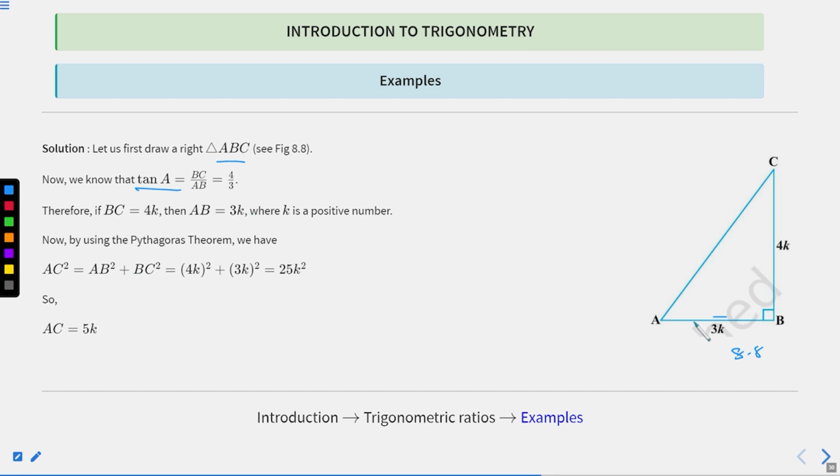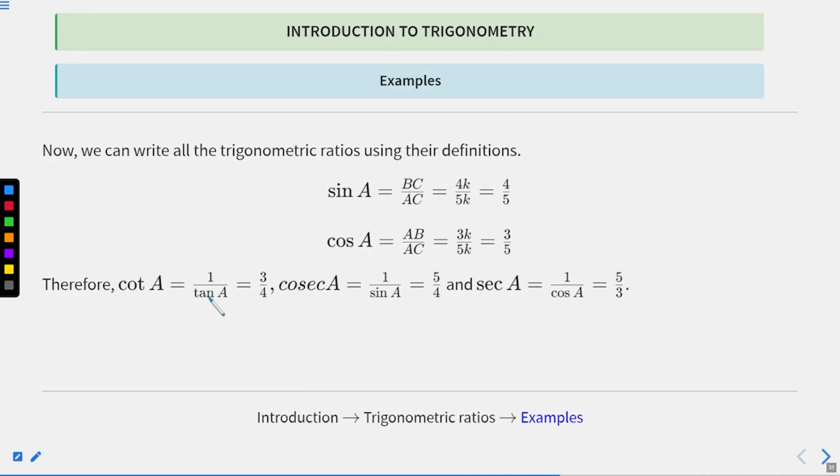Therefore BC and AB are in the ratio 4:3. So we can let BC be equal to 4K and AB be equal to 3K, where K is a positive number. Now by using the Pythagoras theorem, we have AC square equal to AB square plus BC square. So AC square is equal to 4K whole square plus 3K whole square, which is equal to 25K square. So AC is equal to 5K.